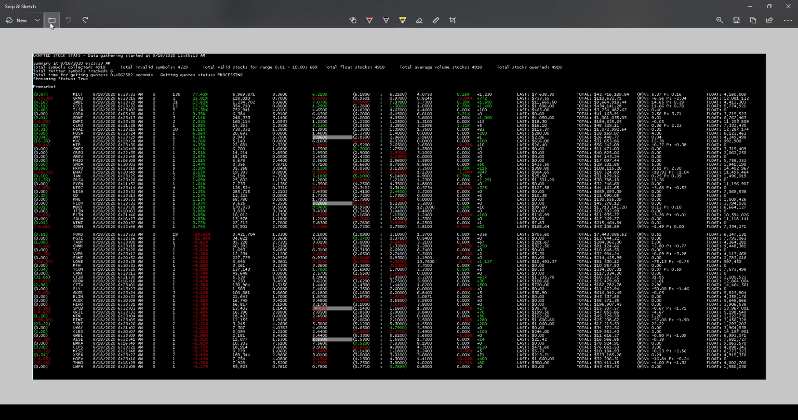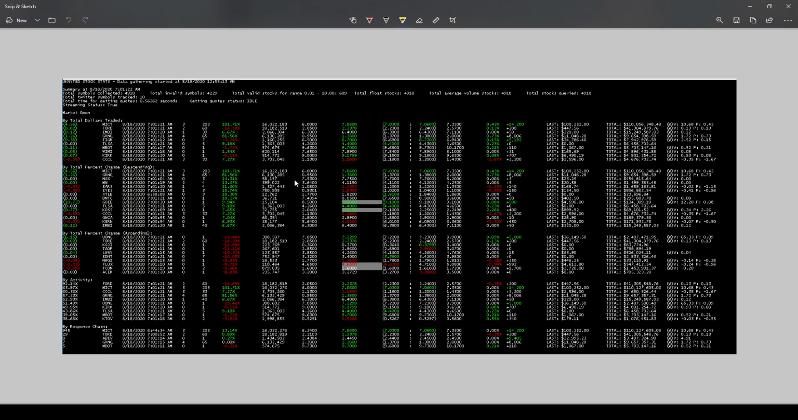I will open up a market open chart, which is a little different. All the same data at the top, but we display it a little differently. So this top one is by total dollars traded, so that orders by this amount here. The most money has been pumped into MICT on this day.